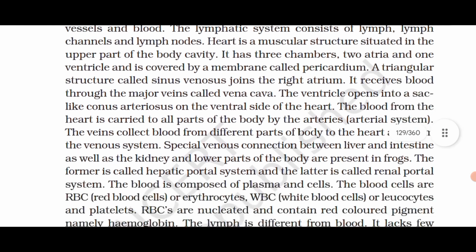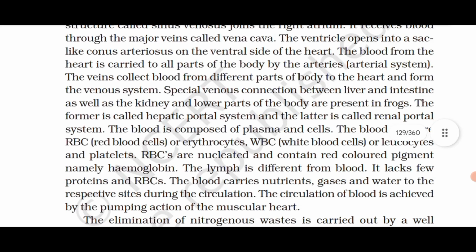The veins collect blood through different parts of the body to the heart and form the venous system. Special venous connections between the liver and intestine, as well as the kidney and lower part of the body, are present in frogs. The former is called the hepatic portal system and the latter is called the renal portal system.